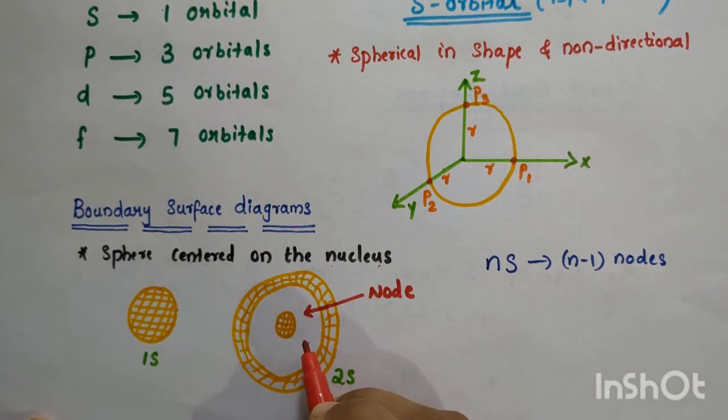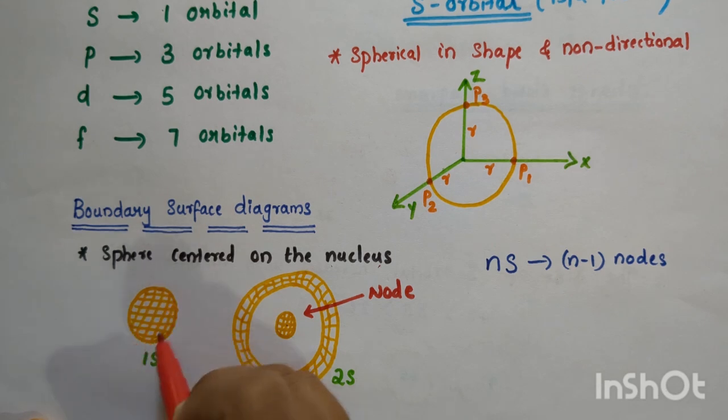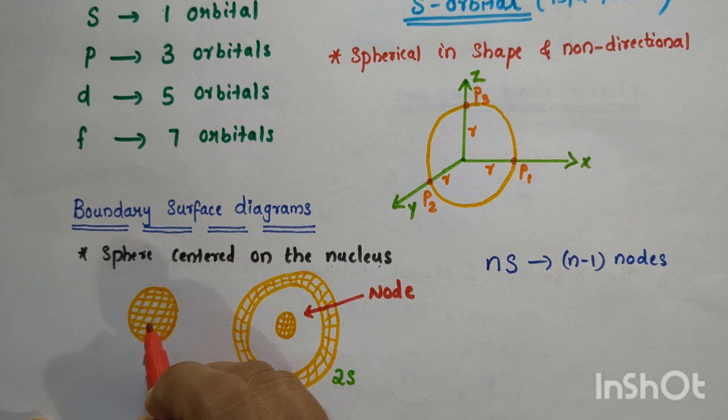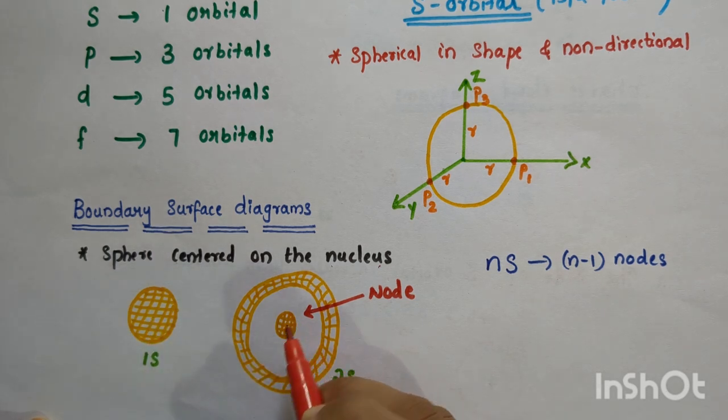So you see, we said 1s orbital has no nodes. So you see, everywhere there is the same probability to find the electron. Okay, 2s orbital has 1 node.